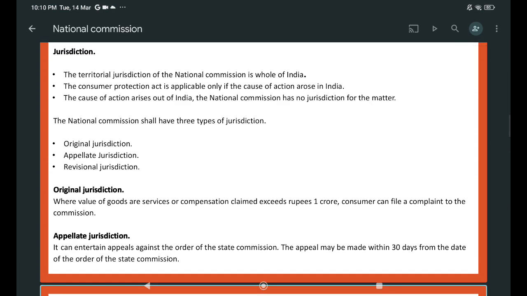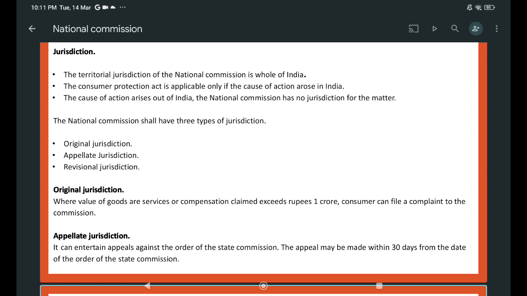Jurisdiction of the National Commission. The territorial jurisdiction of the National Commission is whole of India. The Consumer Protection Act is applicable only if the cause of action arose in India. If the cause of action arises out of India, the National Commission has no jurisdiction in the matter. The National Commission shall have three types of jurisdiction. One, original jurisdiction. Second, appellate jurisdiction.